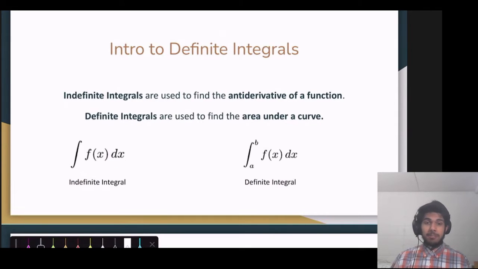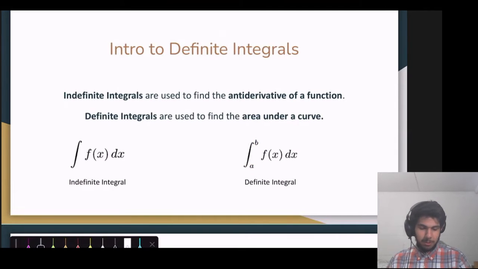And on the right, we have a definite integral, the integral of f of x dx. The difference is that now we have this a and b term here. Usually a and b are constant values. And what this is saying is we want to compute the integral of this function from point A to point B. And evaluating this will give us the area under the curve f of x from point A to point B.